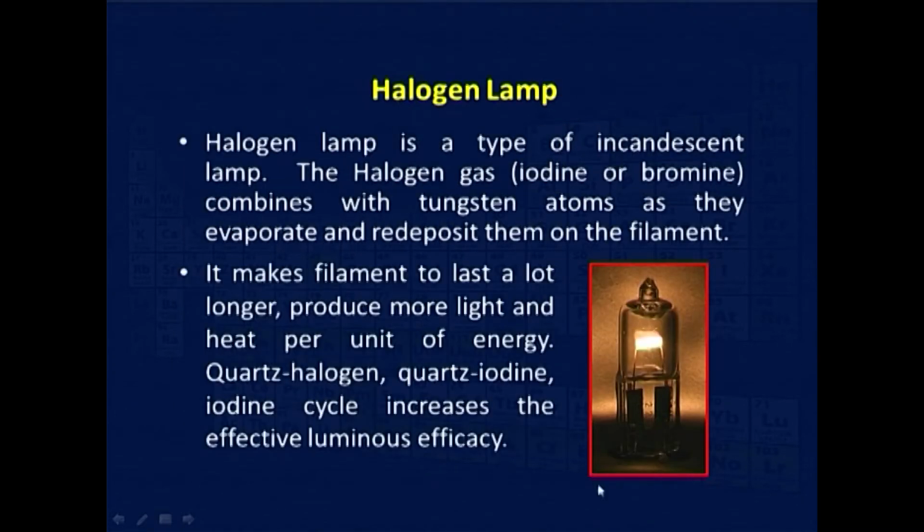This is the halogen lamp, which has wide applicability. The halogen lamp is a type of incandescent lamp. The halogen gas, iodine or bromine, combines with tungsten atoms as they evaporate and redeposits them on the filament. Thus, the filament lasts longer. So, the durability of the filament is increased and it produces more light and heat per unit energy. Quartz halogen, quartz iodine, the iodine cycle increases the effective luminous efficacy.